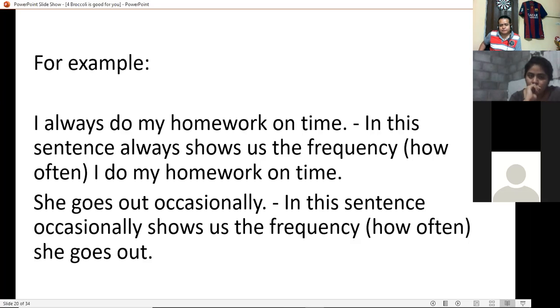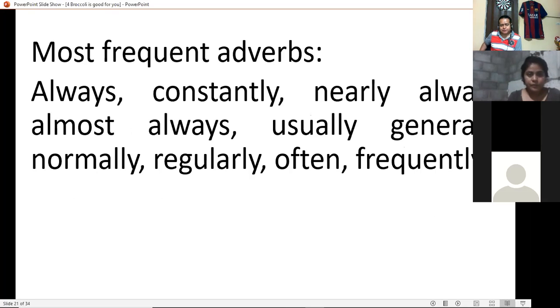Okay, Waldir, you read this part. For example, I always do my homework on time. In this sentence, always should use the frequency, how often I do my homework on time. She goes occasionally. In this sentence, occasionally should use the frequency, how often she goes out. Okay, good. Don't worry. Okay, no se preocupen. Sí, aunque cometamos errores, siempre vamos a leer. Eso nos va a dar costumbre de ver y leer inglés. Okay, let's go. Everybody.